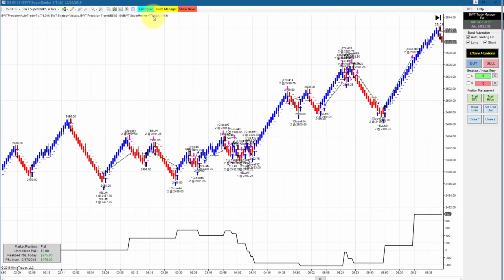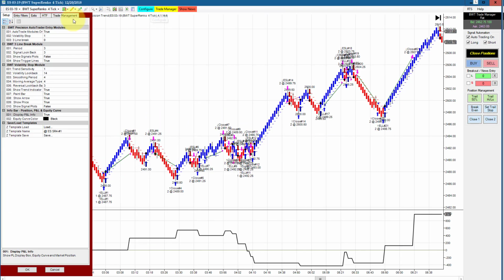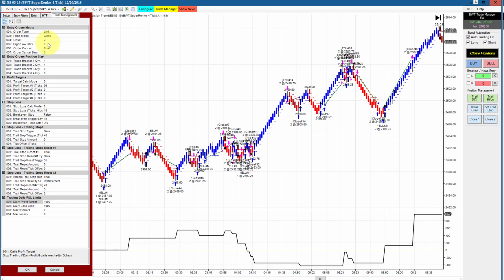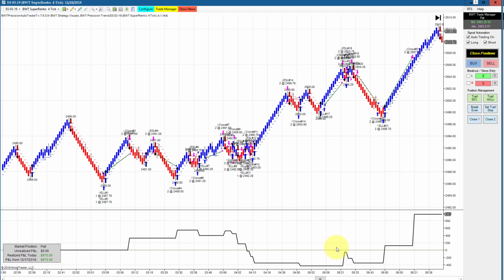Okay, the E-mini S&P on a Super Renko 4-tick. This one is a limit order with a 2-tick pullback and a goal of 1,000, and it looks like it drew down about 200 per contract and then ultimately hit its goal. And this one starts trading at the London Open.